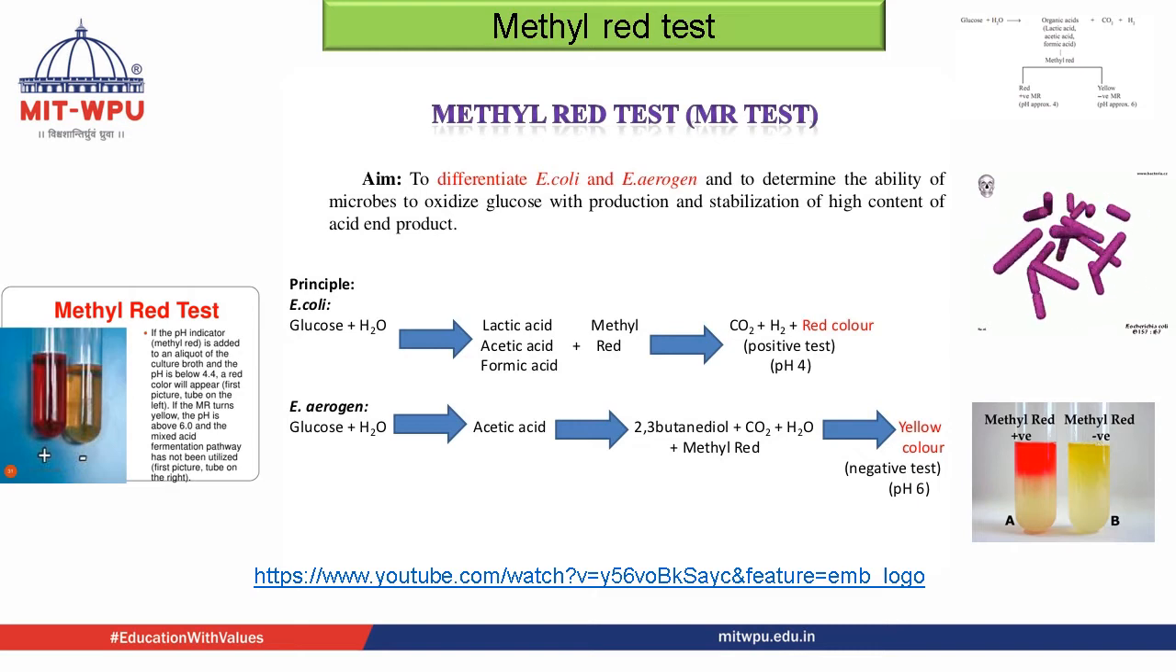So it will show the red color because of formation of CO2 and S2, that will give a positive test at pH below 4. So that will give that indication of positiveness. In another species, that is Escherichia aerogenes, when we add this sample, it produces acetic acid only, and that can be detected by methyl red, and that shows yellow color at pH 6.